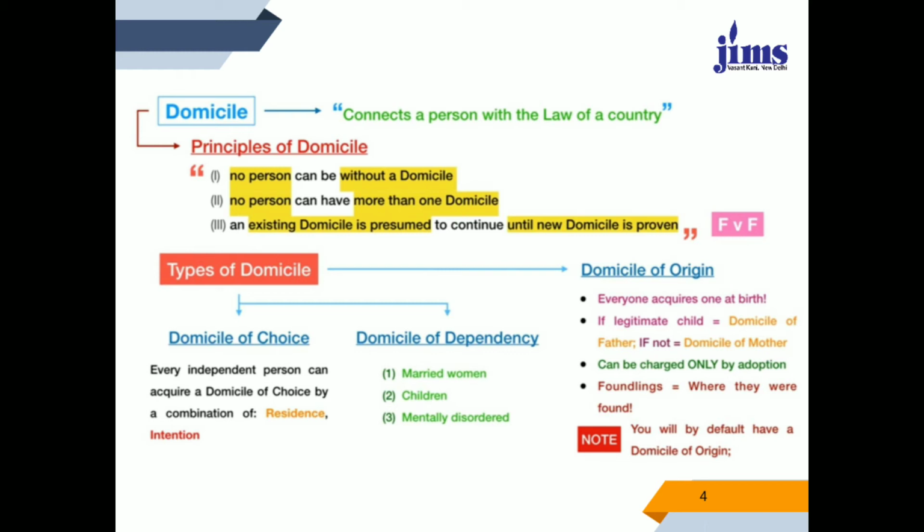Next we have the domicile of dependency. There are three types of dependency: that of a married woman, of children, and of the mentally disordered. The first one is defunct nowadays, otherwise we would have a lot of problems. Next, for children, if you are born legitimate, you will have the domicile of the father, and if you are illegitimate, you will have the domicile of the mother. And mentally disordered persons will have the domicile of the person on whom he or she is dependent.